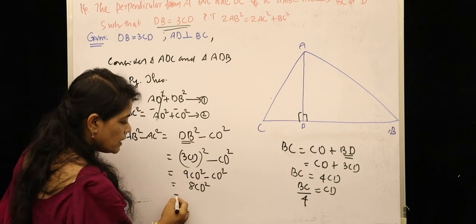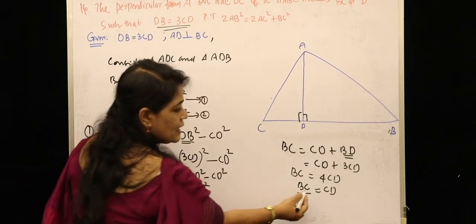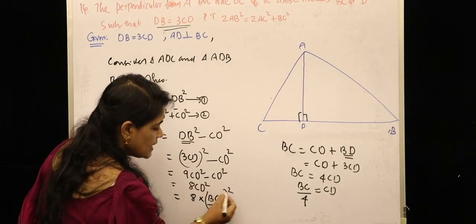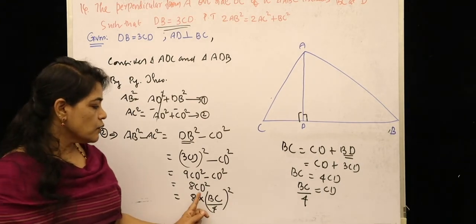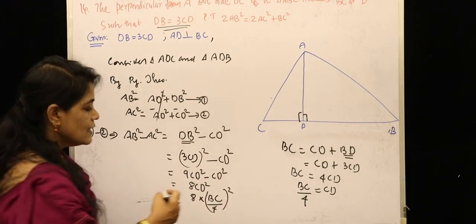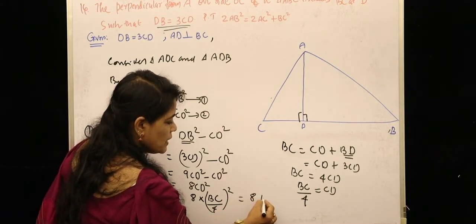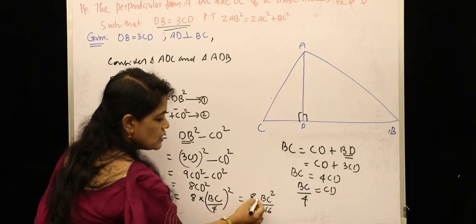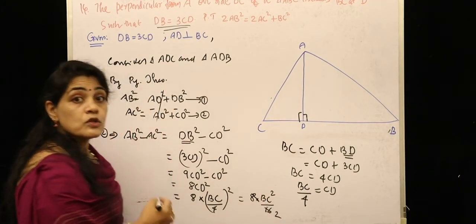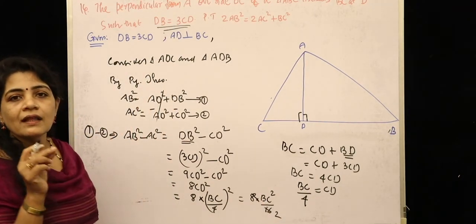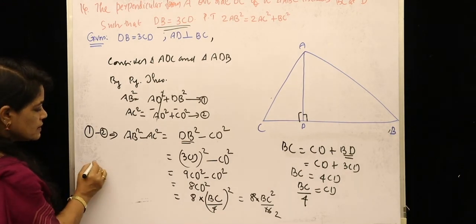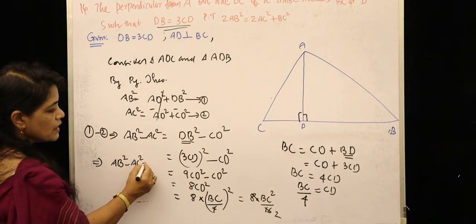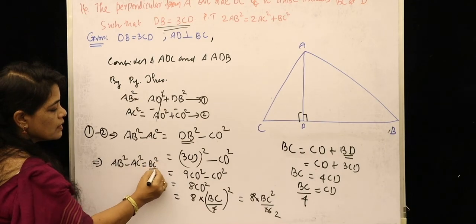So I am going to substitute here 8 into CD, which is BC by 4, whole square. CD square, don't forget to square the CD. So in the next step you can write 8 BC square divided by 4 square, which is 16, and 8 goes into 16 two times. So you will have BC square by 2 in the RHS. That means we now have AB square minus AC square equal to BC square by 2.